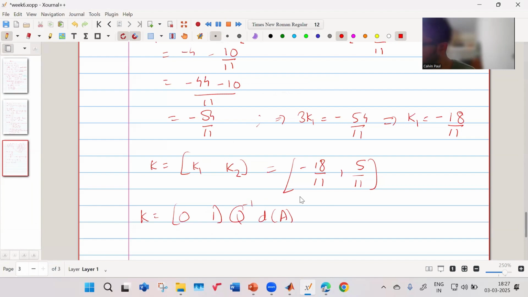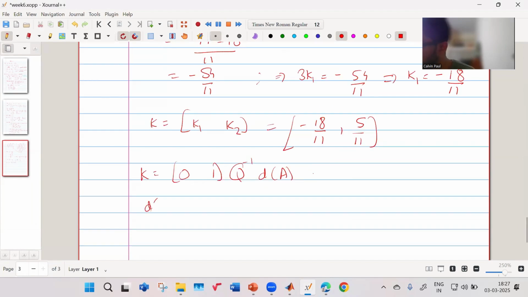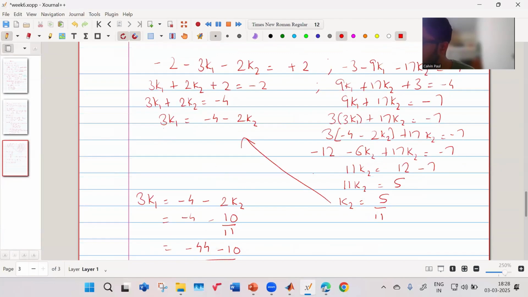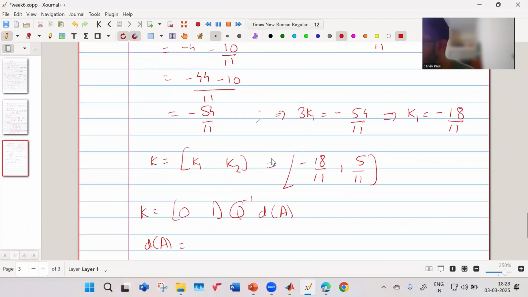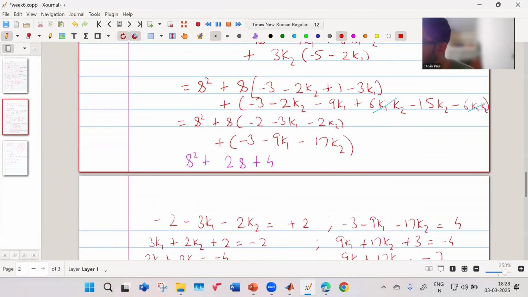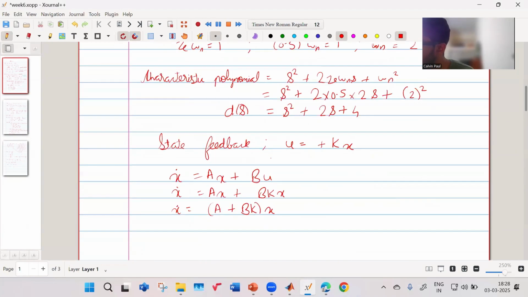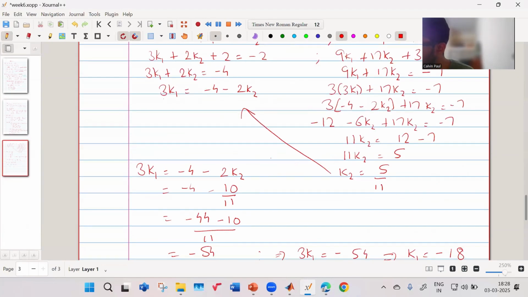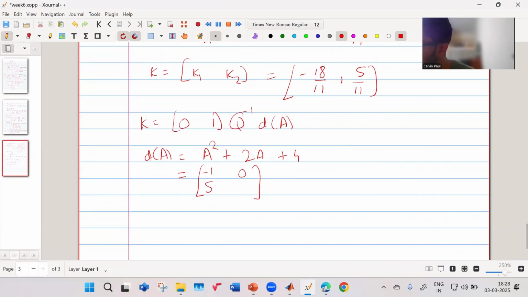So what is our desired characteristic polynomial? Our D of A, if you remember, is S square plus 2S plus 4, so it will be A square plus 2A plus 4I. I think A square can be calculated easily. A is minus 1, 0, 5, 3. So it is A square plus 2 into A, which is minus 1, 0, 5, 3, plus 4 into I.